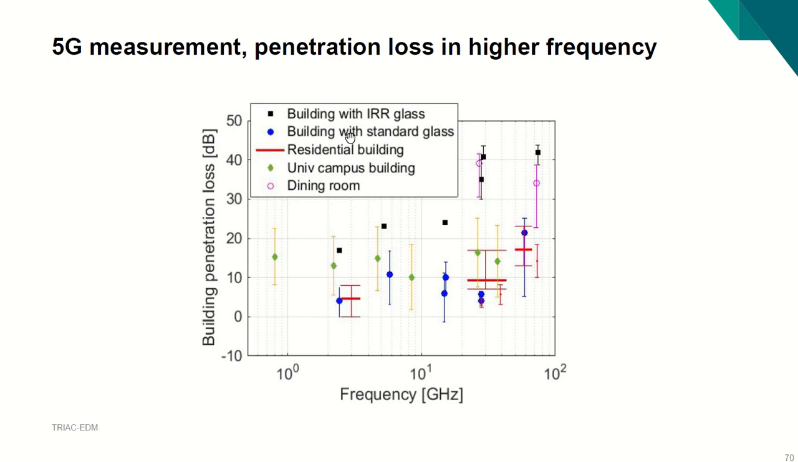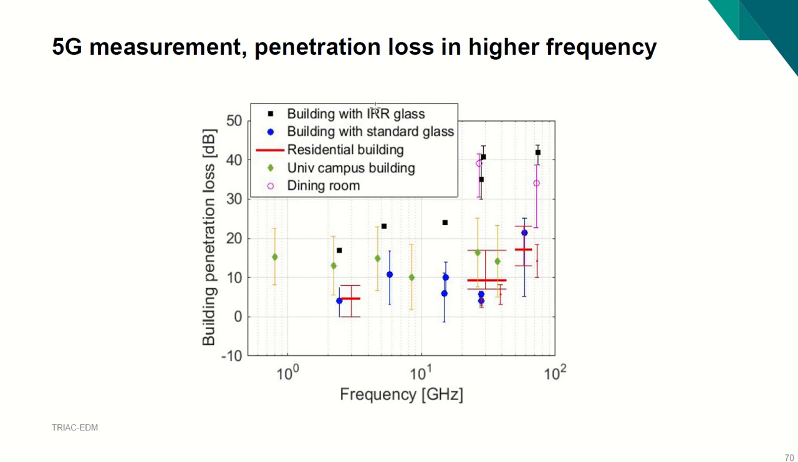So if we take a look at this penetration loss, there is a frequency and this is the penetration loss. We see that as the frequency goes higher and higher, the loss seems to be higher and higher. And it differs in different scenarios. For example, this standard glass or IRR, infrared resistant glasses.